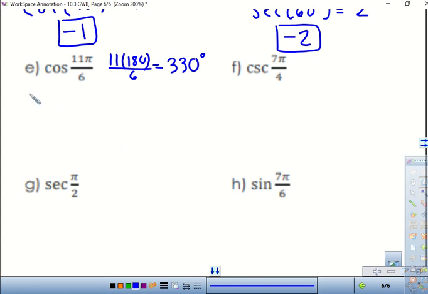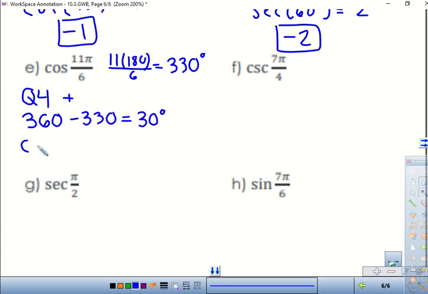Now we can determine what quadrant we're in, which is what? 330 is in the fourth quadrant. In that quadrant, is cosine negative or positive? Positive. We use the reference angle rule, which is 360 minus angle, which comes out to be what? 30 degrees. We find cosine of 30 degrees, which is what? It's radical 3 over 2. Do I have to make it negative?